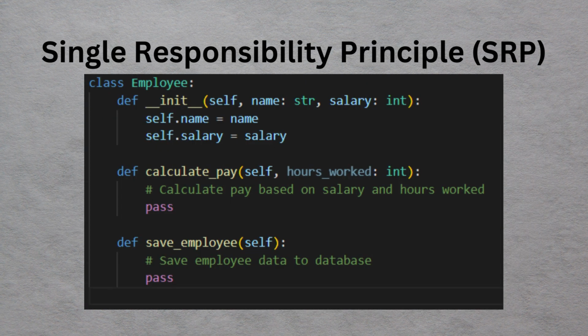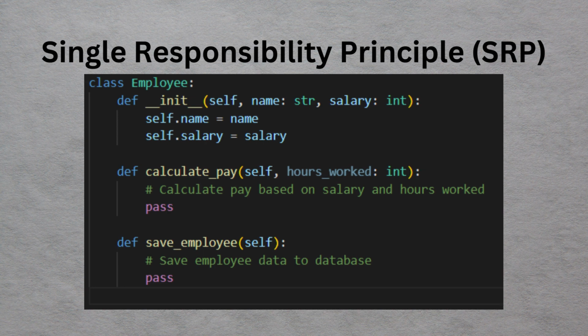For example, consider a class that is responsible for processing orders and generating invoices. If we change the way we generate invoices, we would need to modify this class, even though it is not directly related to order processing. This violates the SRP since the class has multiple responsibilities. Instead, we can split this class into 2 separate classes, one for processing orders and one for generating invoices. This way, we can modify each class independently without affecting the other, making the code more modular and easier to maintain.